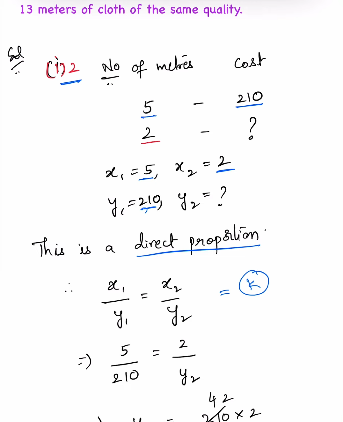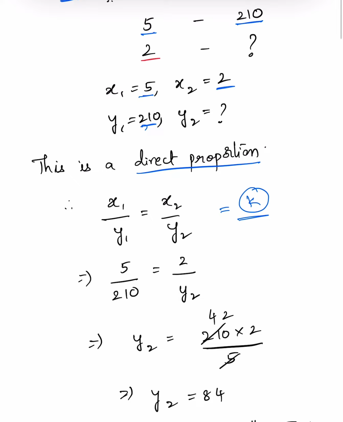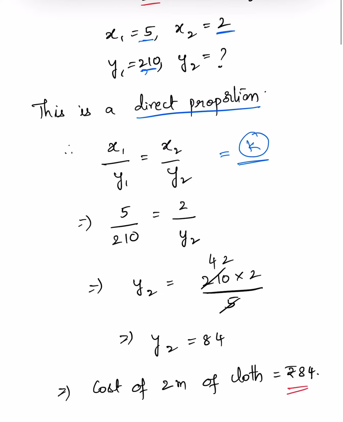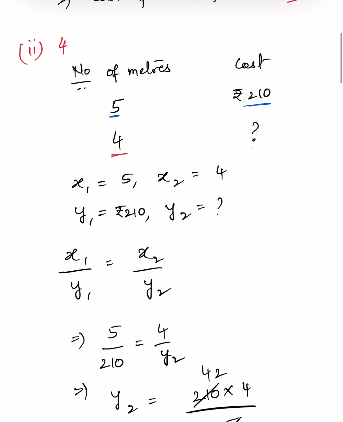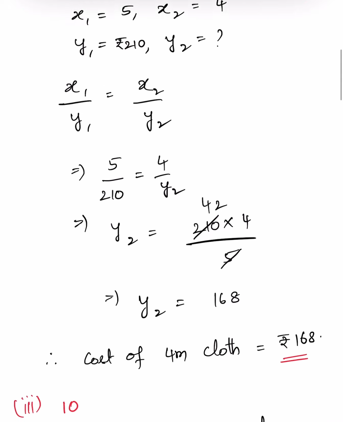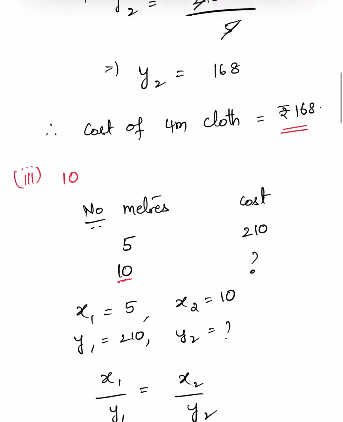So x1 by y1 equal to x2 by y2 equal to constant. That means x by y is always constant in direct proportion. So 5 by 210 equal to 2 by y2. Therefore, after simplification we get y2 equal to 84. So the cost of 2 meters of cloth is 84. Similarly 4 meters. For 5 meters, the cost is 210. For 4 meters, what is the cost? So x1 by y1 equal to x2 by y2, 5 by 210 equal to 4 by y2, y2 equal to 168.